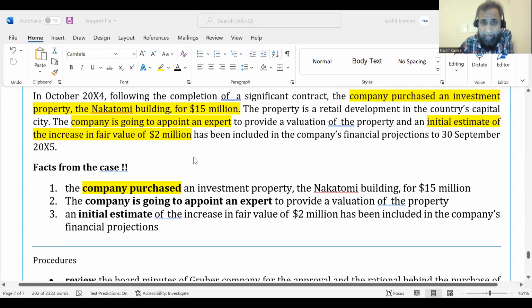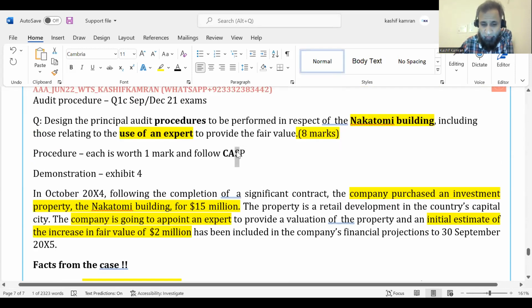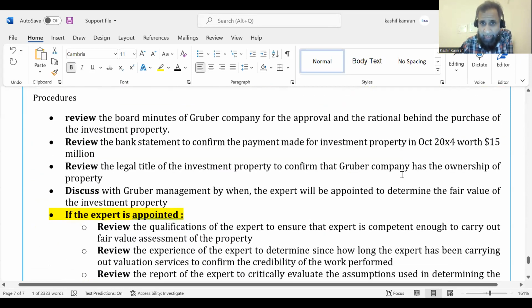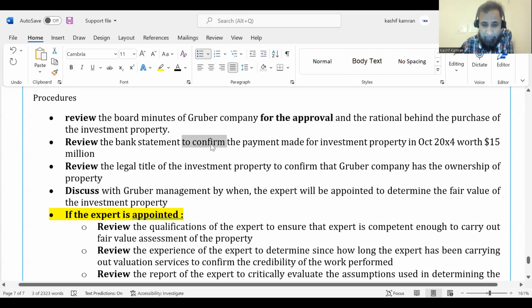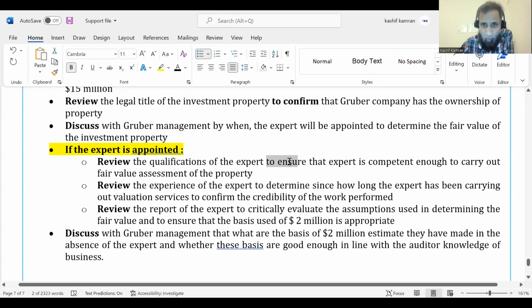Ensure that you're writing a procedure with an action. A is the action. S is the source. P is the purpose. Every procedure should have a purpose. See, I almost wrote a purpose in every procedure. For the approval, that was a purpose. To confirm, that was a purpose. To ensure, that was a purpose. So every time you write to ensure, to confirm, that's basically the purpose of a procedure, right?